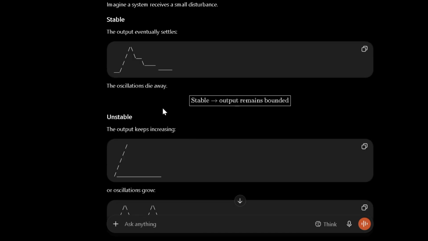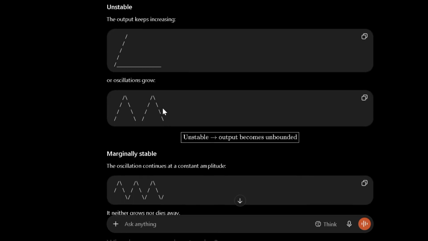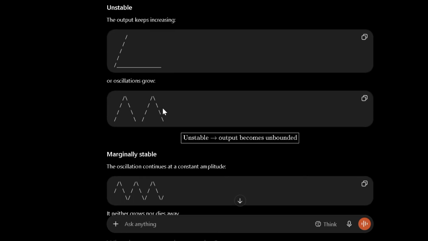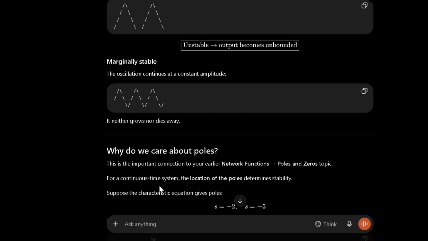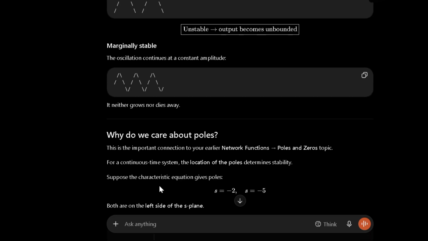Right half plane: if s equals plus 2, that's on the right. A right half plane pole produces an exponentially growing component. Therefore, an RHP pole is unstable. Pole on the imaginary axis, for example s equals plus j2, gives sustained oscillation. For simple poles on the imaginary axis with all other poles in the left half plane, the system is marginally stable. A repeated pole on the imaginary axis leads to instability.